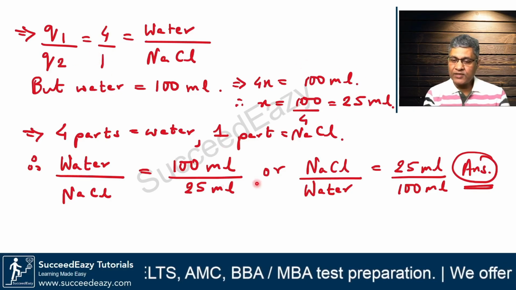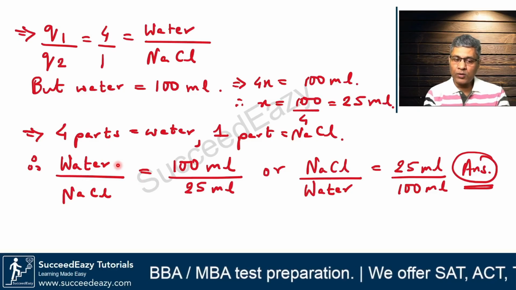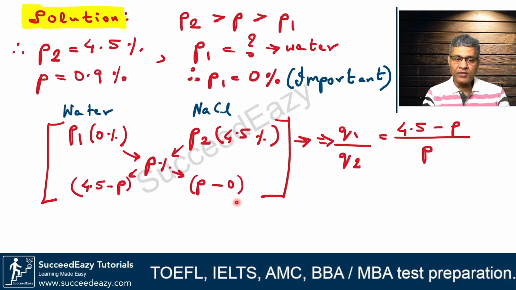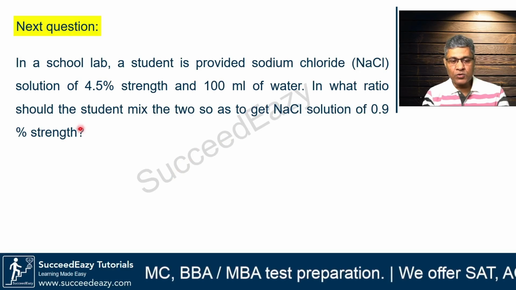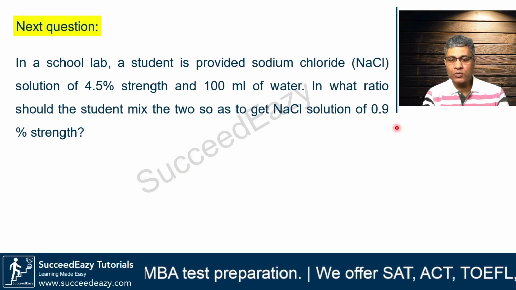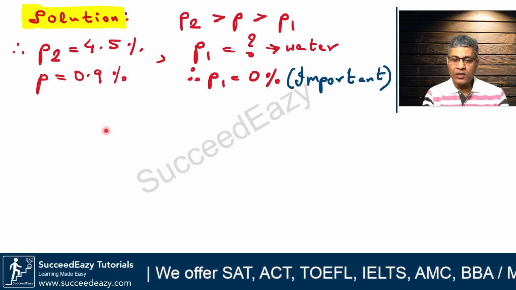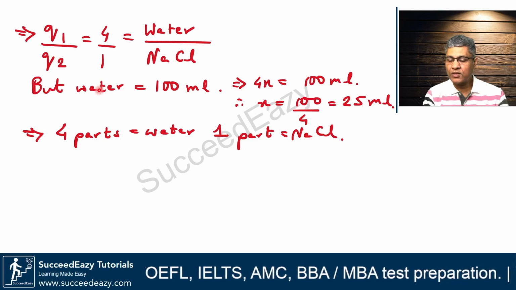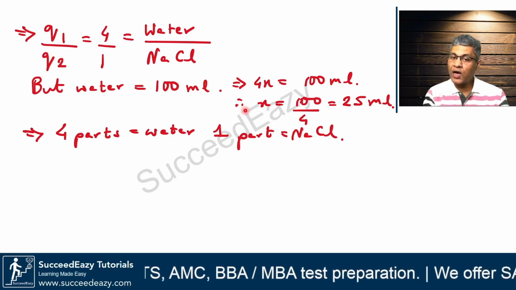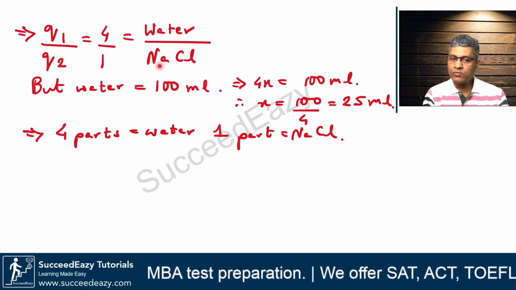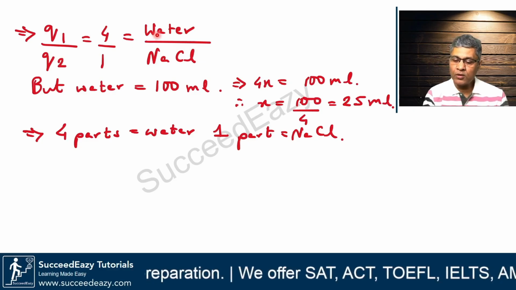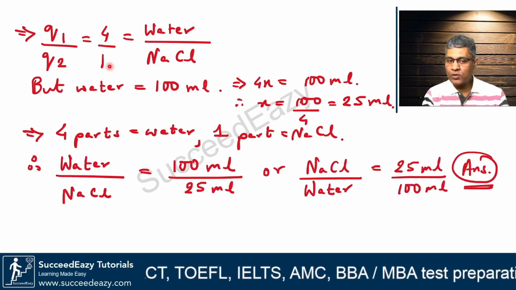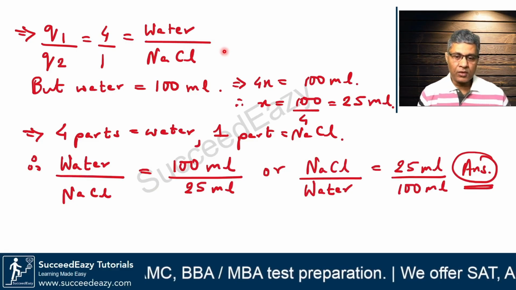So we can safely say that the ratio of water to NaCl would be 100 ml to 25 ml. The question basically asked us, in what ratio should the student mix the two so as to get an NaCl solution of 0.9% strength? The answer to that question was very clear. We should mix it in 4:1 ratio. But if the question asked us how much NaCl solution will need to be added to 100 ml of water, then the answer would be 25 ml. So both are variations of the same question.